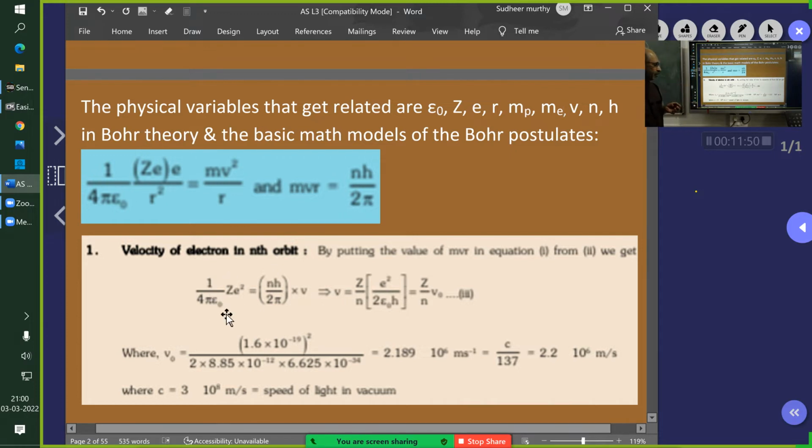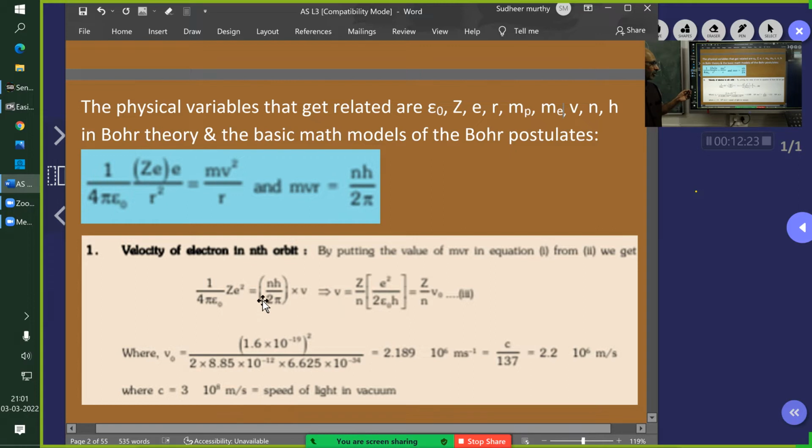So what we will do here, take the basic equation, the force equation, 1 by 4 pi epsilon Z E square is equal to, what did we get here? This is equal to mv square by r, correct? So you divide and multiply this by r. So here you get mvr, and mvr is equal to nh by 2 pi. That is what is written here into v. I suppose you understood this.